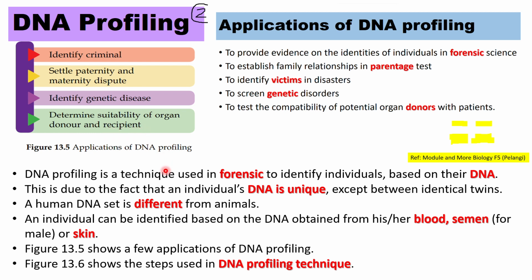DNA profiling is a technique used in forensics to identify individuals based on their DNA. This is due to the fact that individuals' DNA is unique except between identical twins. And the human DNA set is different from animals. An individual can be identified based on DNA obtained from his or her blood, semen for male, or skin. So this is a figure that shows a few applications of DNA profiling.